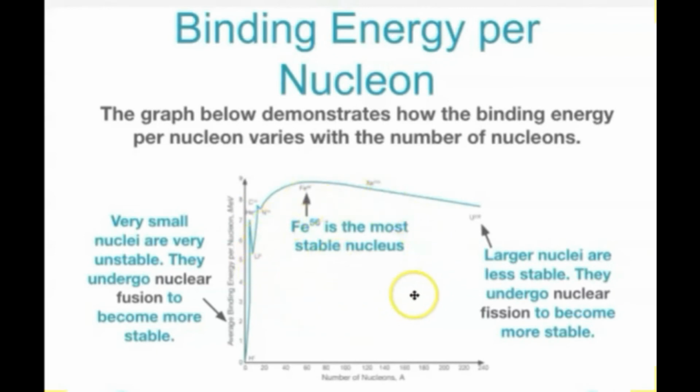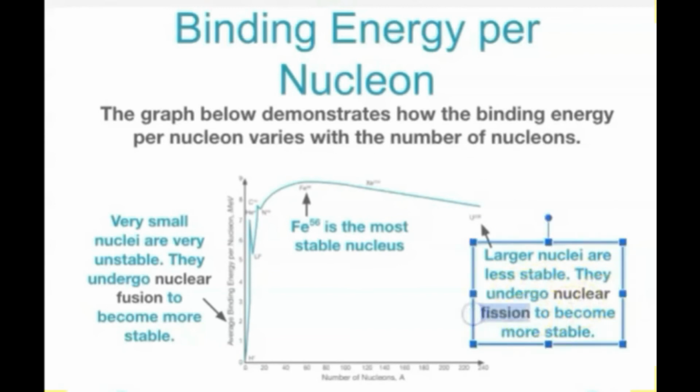Now, iron is the most stable nucleus, so this is a really, really important feature. Iron is at the top of this curve because iron is the most stable element. And then as we get bigger than that, we start to go down again, and these become less stable. And yes, now we're on the side of the graph where we approach areas of fission. Larger nuclei are less stable. They undergo nuclear fission this time to become more stable.